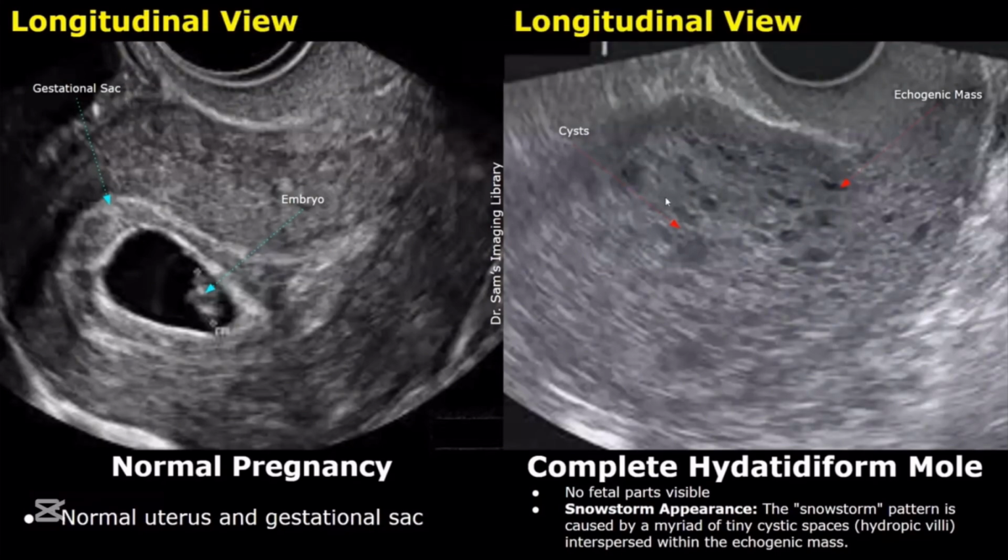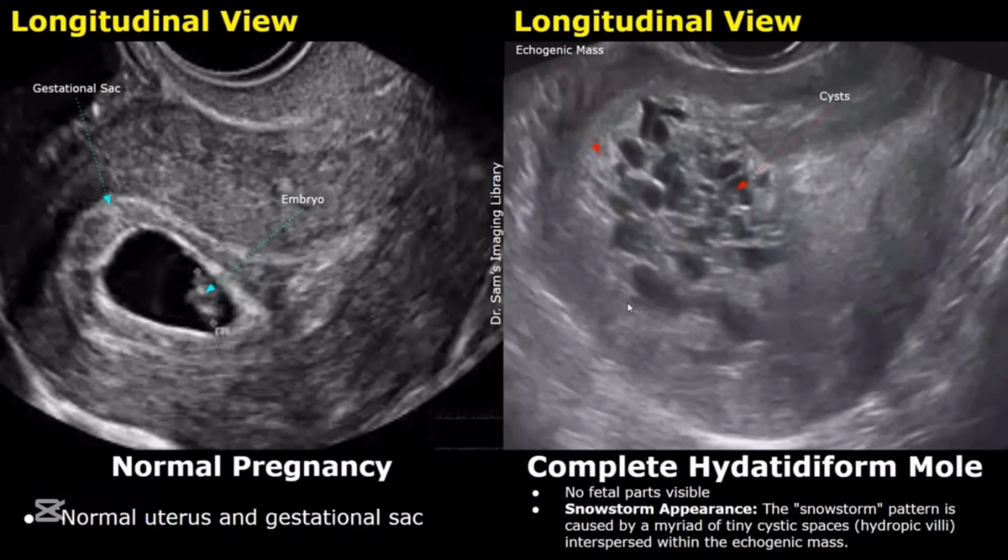Here is another image showing a complete hydatidiform mole. We see a large mass filled with multiple cystic spaces, and no fetal parts or embryonic parts are visible.